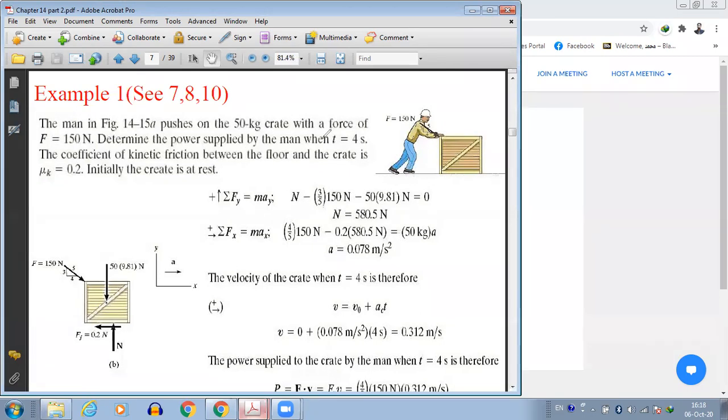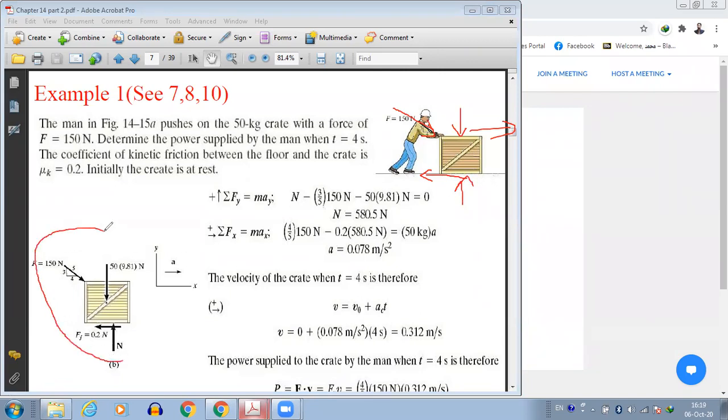This man is pushing the crate, and obviously as he pushes the crate it will move in this direction, and there will be a resistance force of friction between the crate and the floor, which will be acting in the opposite direction. The weight of the crate will be acting down, and there will be the normal force acting up. So these are all the forces on the free body diagram, which is shown here.